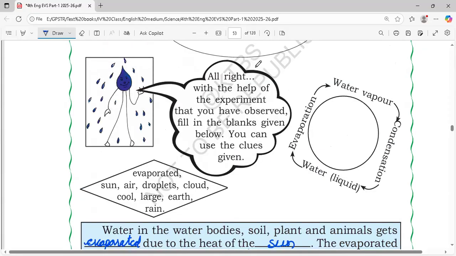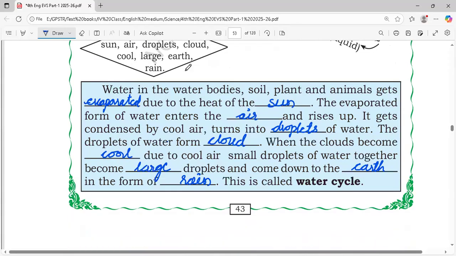All right. With the help of the experiment that you have observed, fill in the blanks given below. You can use the clues given. Some clue letters are given: evaporated, sun, air, droplet, cloud, cool, large, earth, rain. This is important in this lesson. Very, very important. This is the main heart of the lesson.